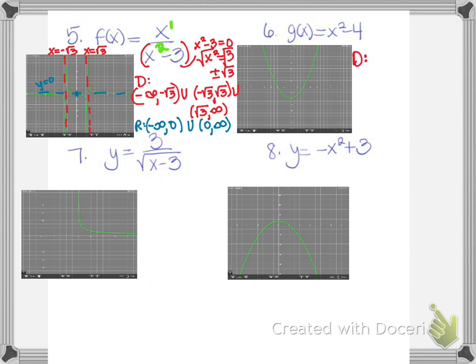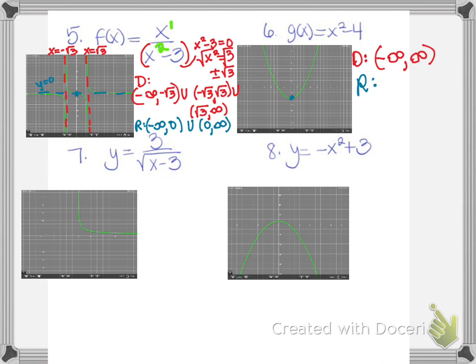So number 6, we want to know the domain and range of g of x is equal to x squared minus 4. Well, remember I said quadratic functions, which is what this is, their domains are always all real numbers. So that just means negative infinity up to infinity for your domain. Okay? Again, left to right, this graph goes on forever. Now the range, though, remember that has to do with where the vertex is. And the vertex is right there.